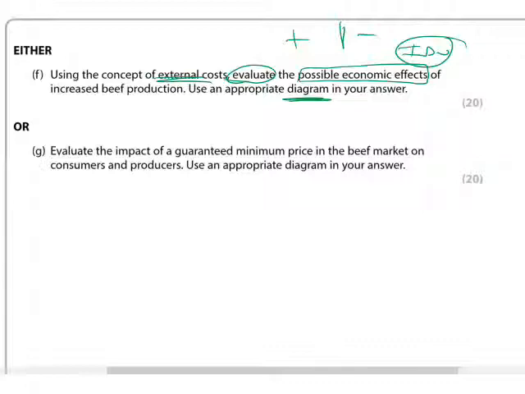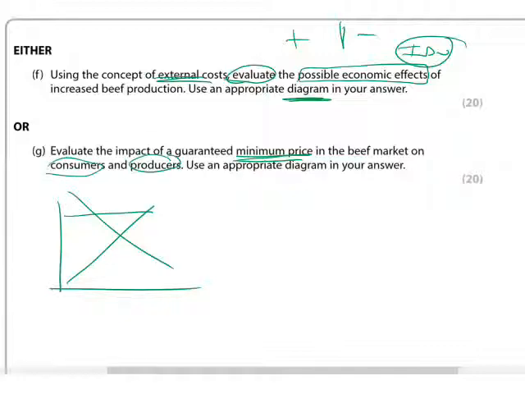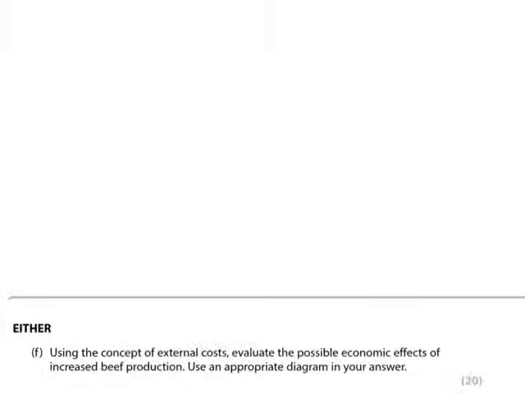Evaluate the impact of a guaranteed minimum price in the beef market. So that's our economic theory here on consumers and producers. If it's a minimum price, it's going to be for the beef farmers themselves, and it will be above the equilibrium. Again, using an appropriate diagram. As it says consumers and producers, one way to do that question would be to separate it out, do a positive for one side and negative for the other. I'll come to those in a bit more detail in a second.